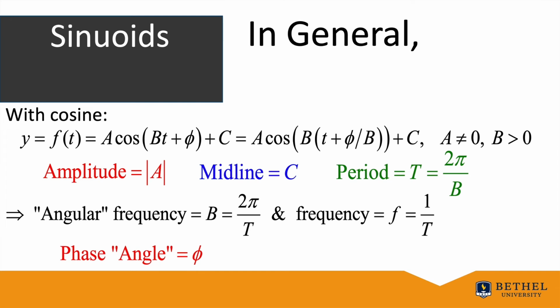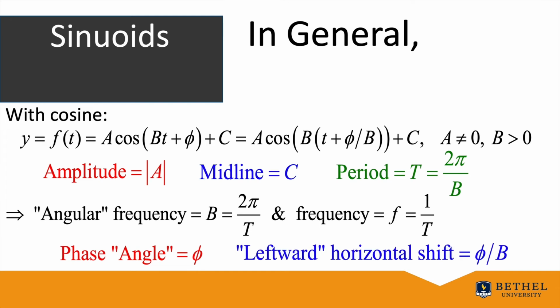The phi represents the so-called phase angle. It's related to the horizontal shift. In fact, you could say that phi over b, when positive, is the leftward horizontal shift. If it's negative, it's really a rightward horizontal shift by its absolute value.